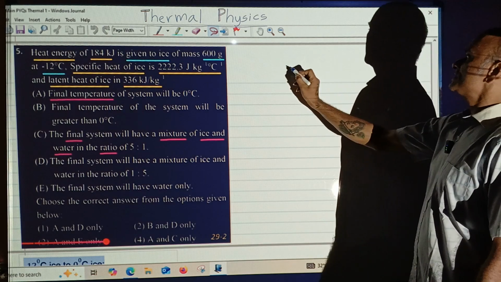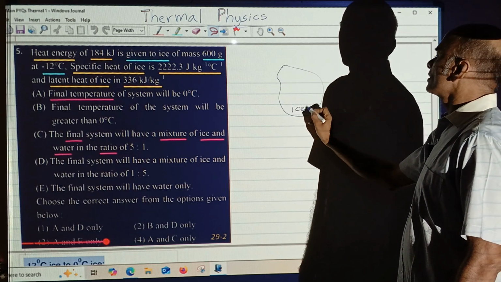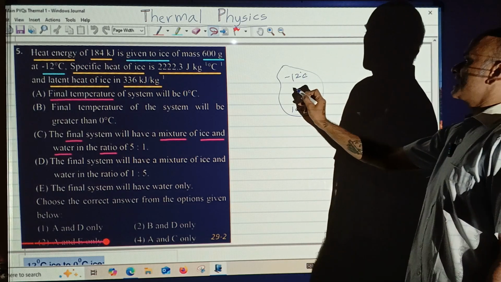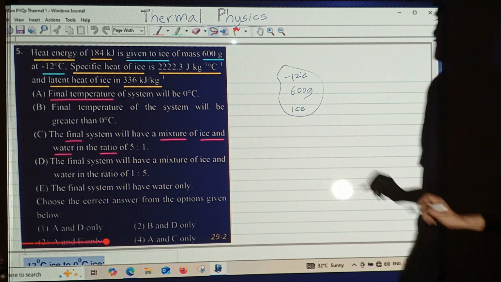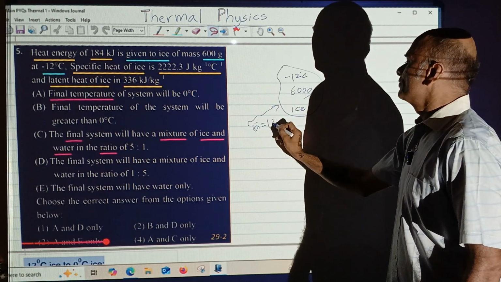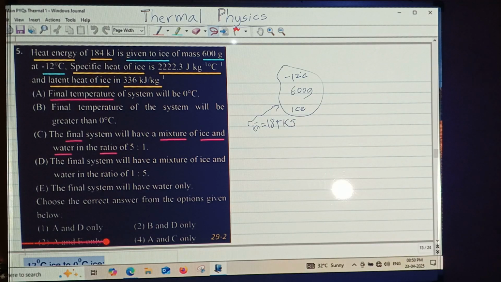So to start with, we have ice at minus 12 degrees Celsius, and the mass of this ice is 600 grams. Heat is supplied to it, and the amount of heat supplied is 184 kilojoules. As heat is supplied, the temperature of this ice will go up, say from minus 12 to minus 10, minus 8, up to 0, and it will go beyond that if sufficient heat energy is available.